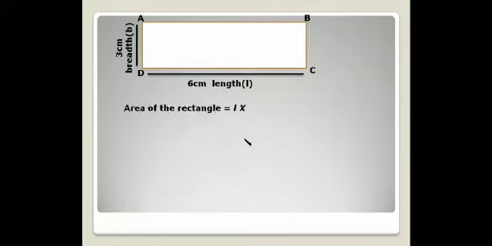So area of a rectangle is equal to length into breadth square unit. Now length is how much? 6 centimeters. Breadth is 3 centimeters. So 6 multiplied by 3, 6 3s are 18 square centimeters. Now if you write only 18 centimeters, your answer is wrong. So here you have to always write square centimeters. If it is given in centimeters, you have to write square centimeters. It is 18 square centimeters.